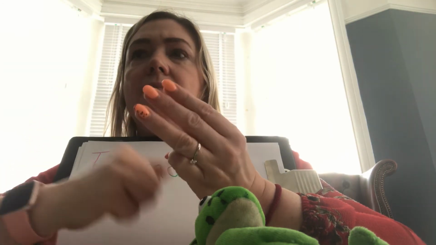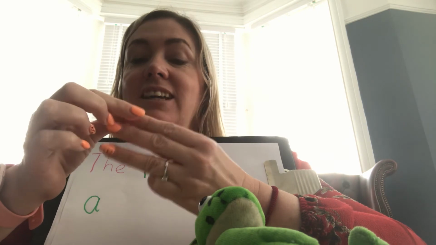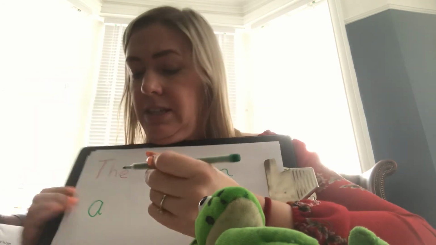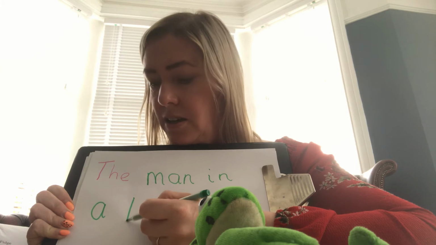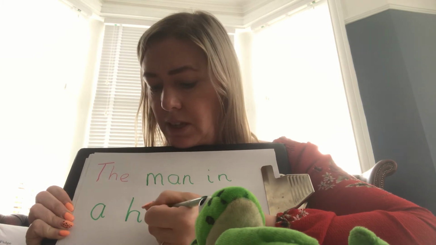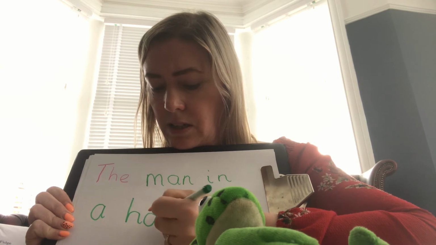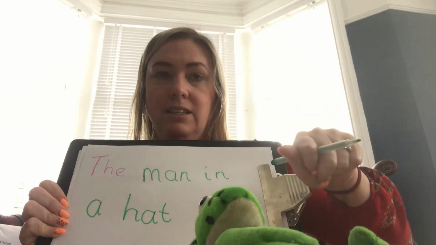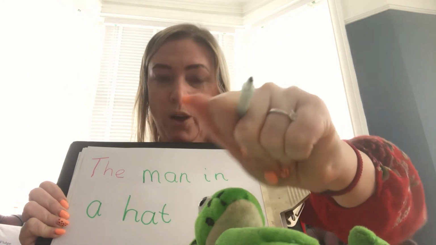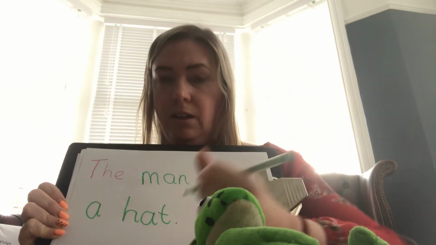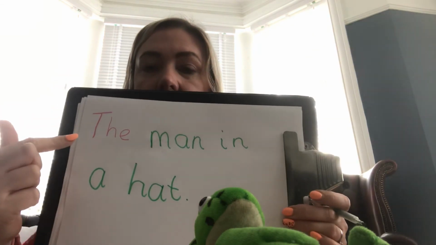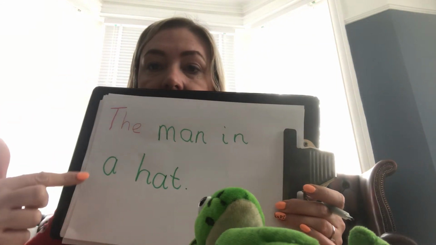Okay. My turn. At. Okay, will you help me while I write it? So we need a. And what do we put at the end? A full stop. Okay, we can read our whole sentence back. The man in a hat. Time for you to press pause. Your turn. You write it.